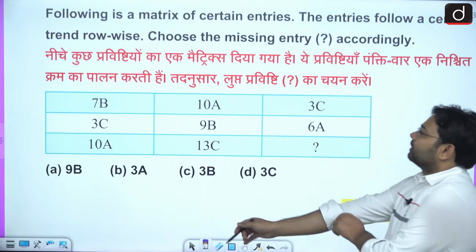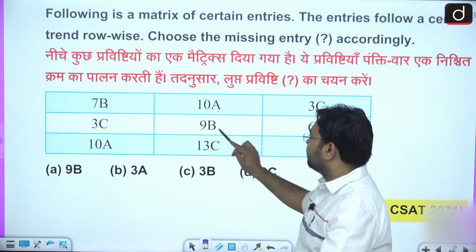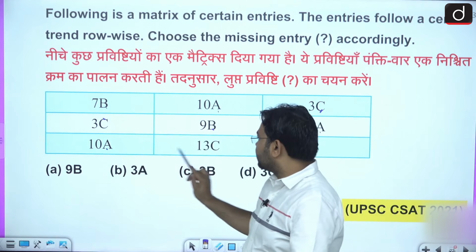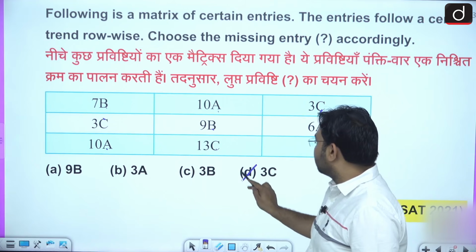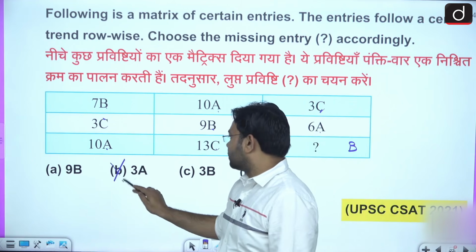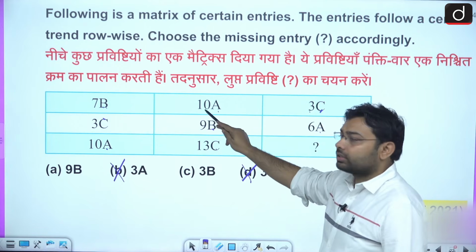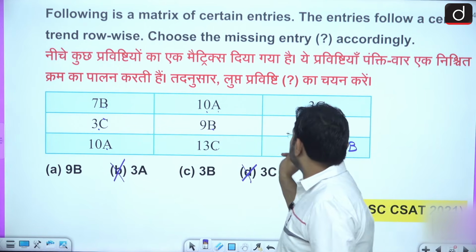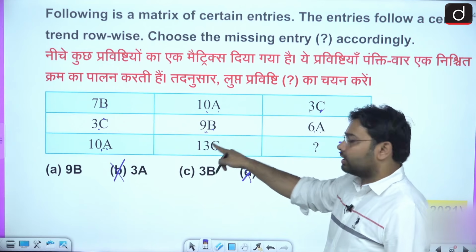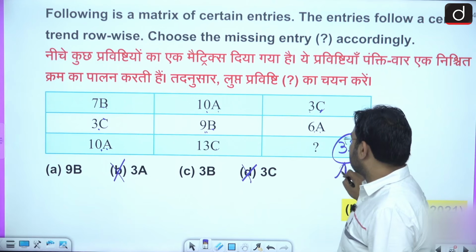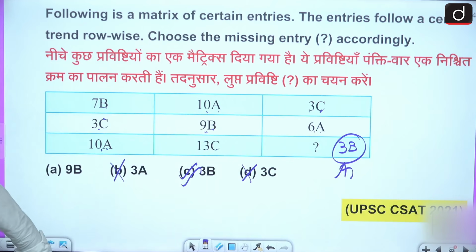3B. In the first row you have A, B, C. In the second row also A, B, C. In the third row A, C. So we need a B. And if we have B, done. After that, 7 plus 3, 6 plus 3, so 10 plus 3 is 13. So 3B is the answer. Isn't it simple?